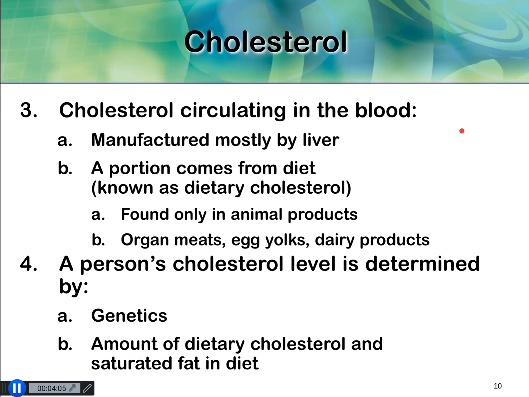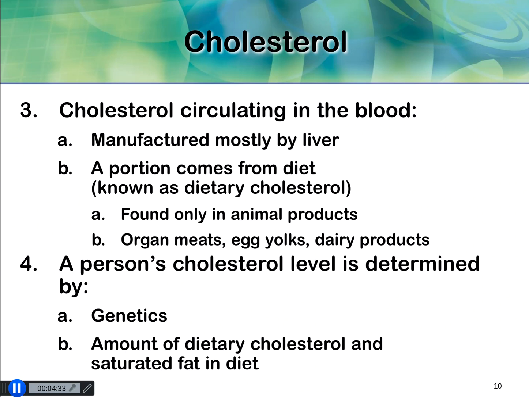So cholesterol circulates in the blood. It's manufactured mostly by the liver automatically, but also a portion of it comes from our diet as well. So this is dietary cholesterol. It's only found in animal products, like organ meats, egg yolks, dairy products, and meat. There is no cholesterol in plant-based products.